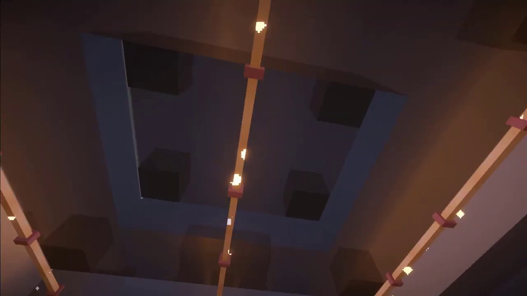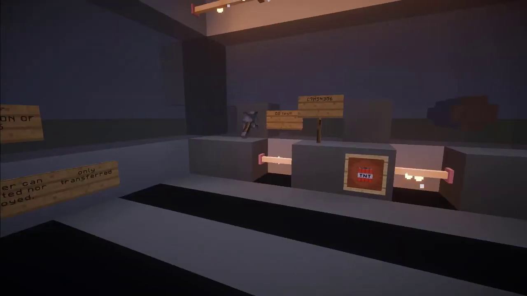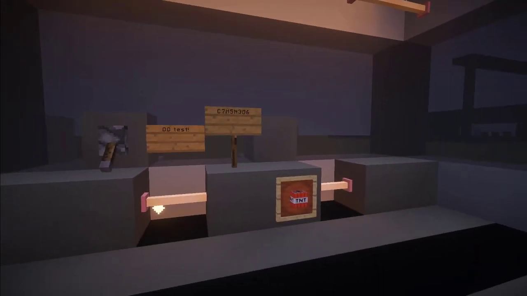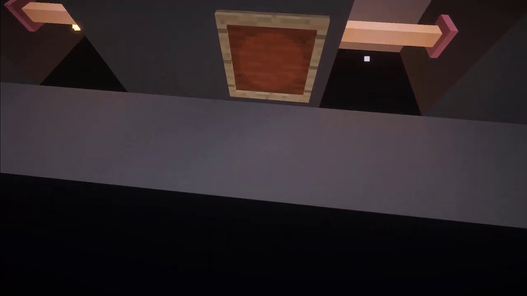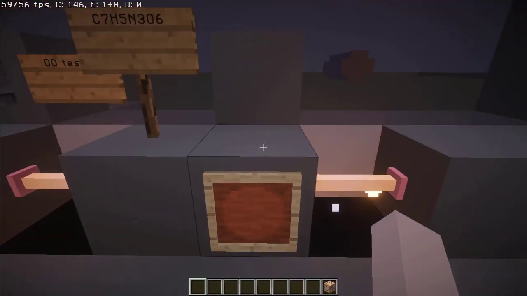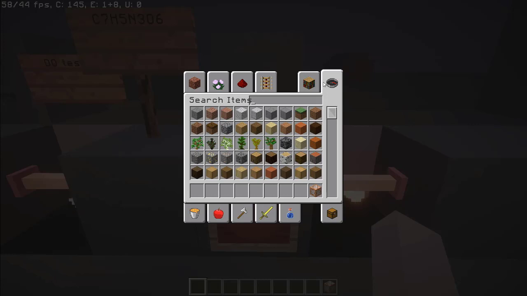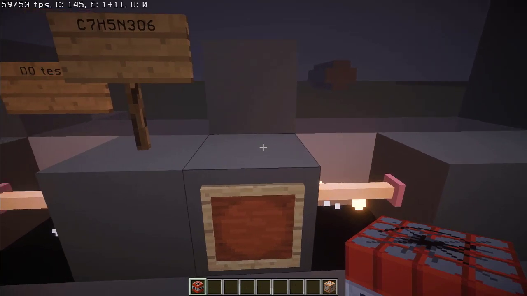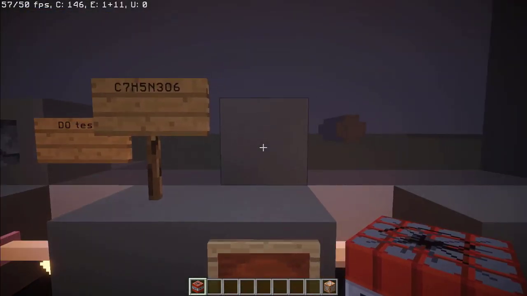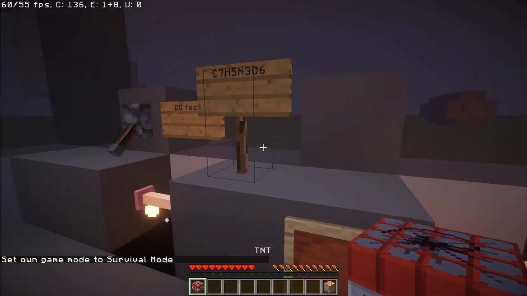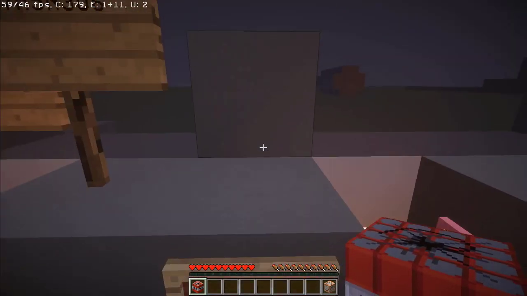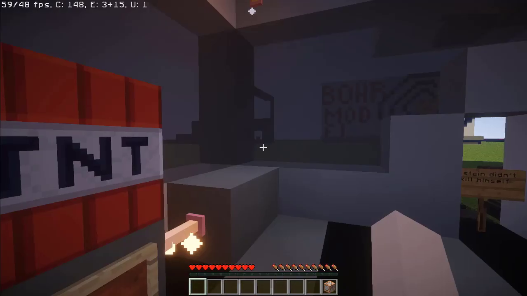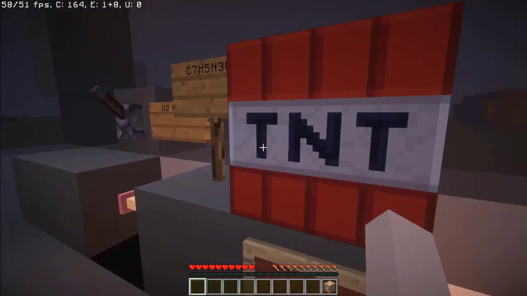And here we have the lab, of course. And we have a test. This must be the formula for TNT. Looks like it didn't work. But that's okay, because I have some right here. Wait, here we are. Let's do this test. I guess we just place it down. Like this. Okay. Nothing seems to be happening.